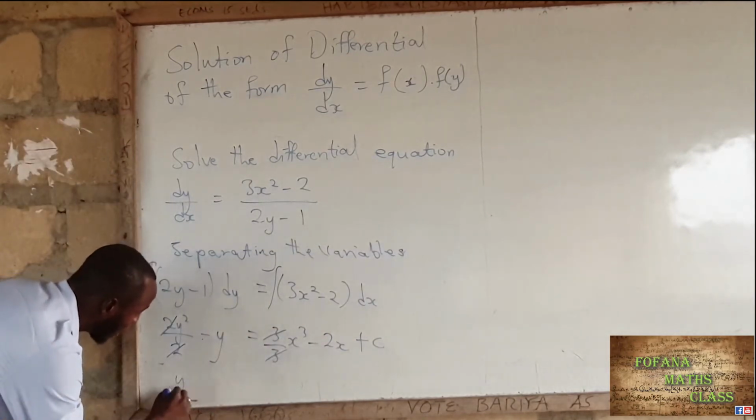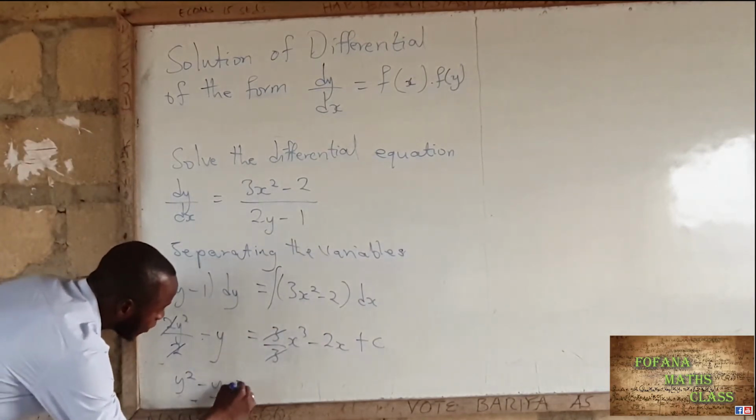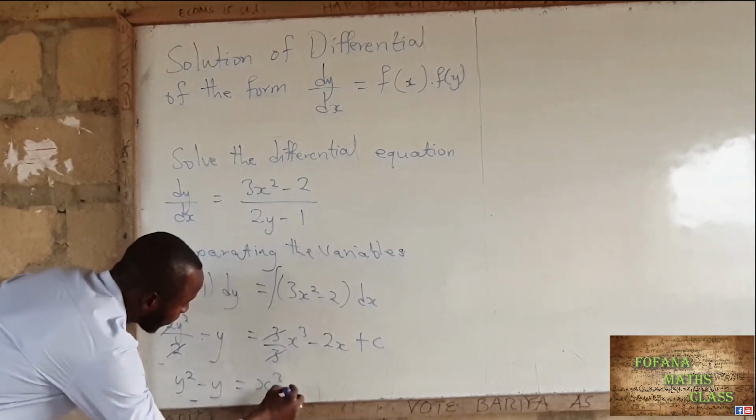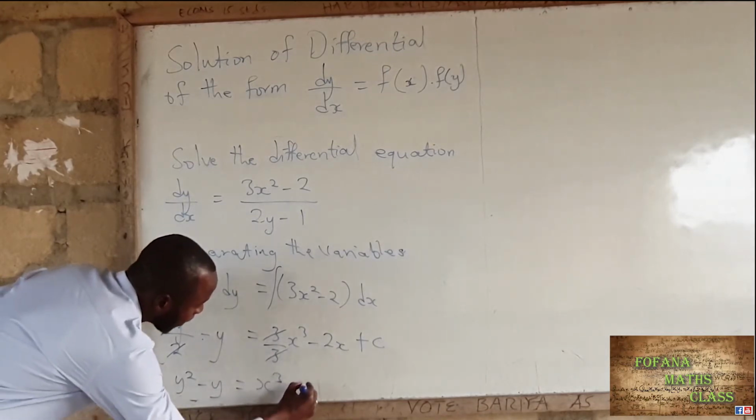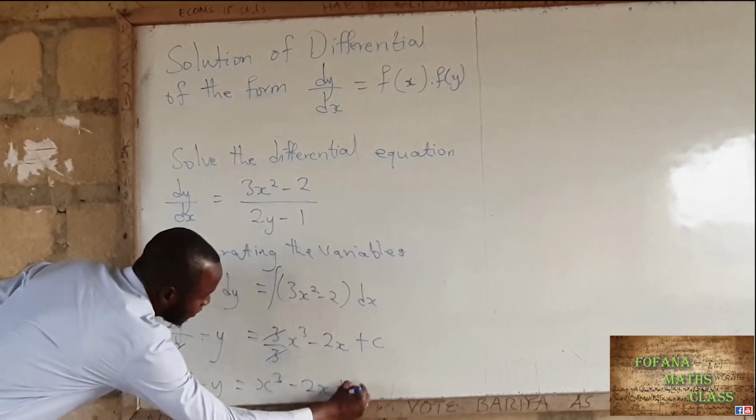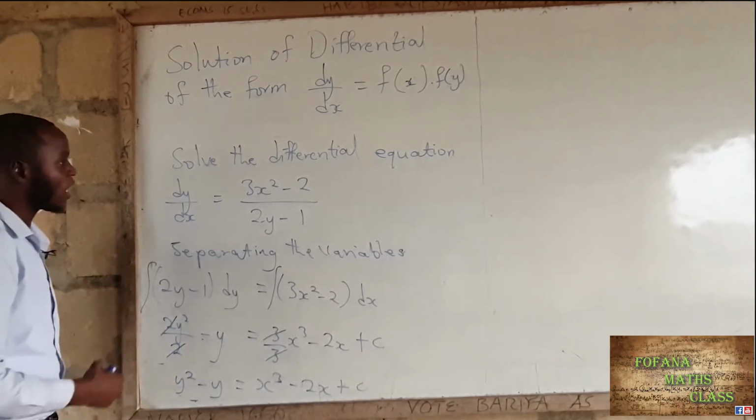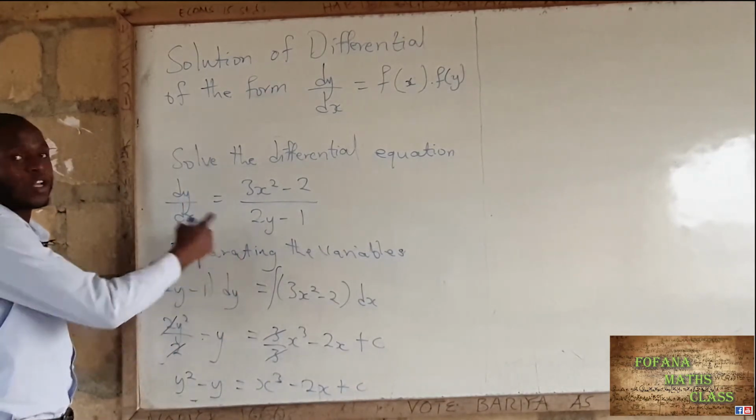So this is what we'll be having as our solution, equal to x to the power 3 minus 2x plus c. And this will bring us to the end of the solution for the question on the board.